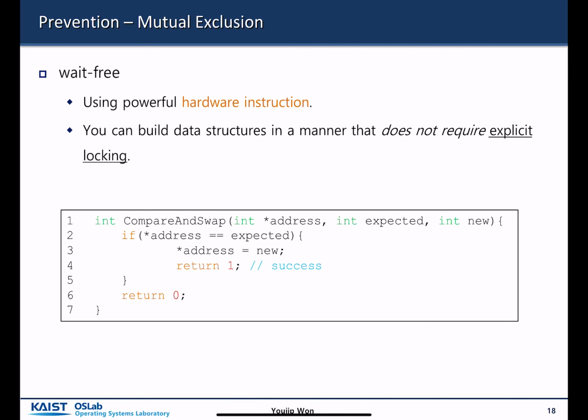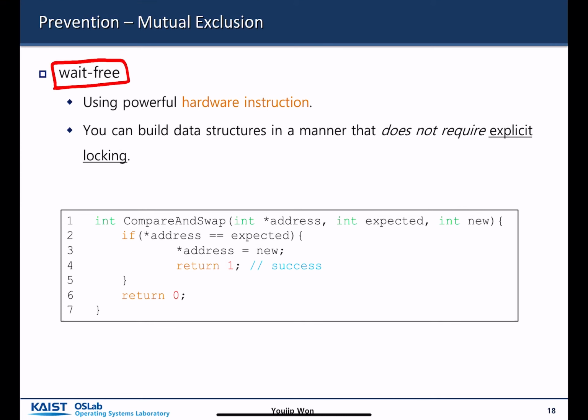Another way of eliminating deadlock is using a wait-free protocol, with powerful hardware instructions. In that case, if we use a sophisticated data structure, then we can ensure mutual exclusion without the lock. Let's look at the code.